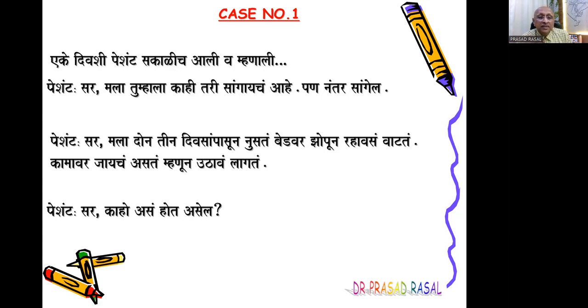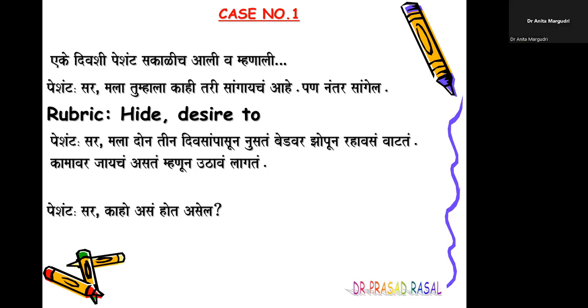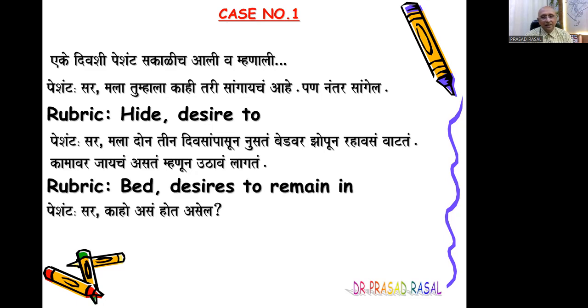So for the first sentence, the rubric you have already seen. I know that you have read it. It is height, desire to. The second rubric is simple, for those who are familiar with the RH method: bed, desires to remain in bed. That's all. That was very simple.